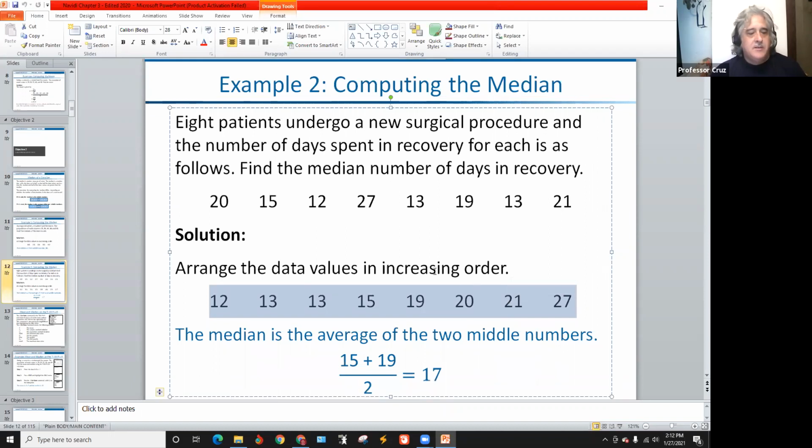Now, since there's an even number of pieces of data, there's 4 on this side and 4 on that side. There's not 1 data value in the middle. There are 2 pieces of data in the middle. So then what do we do? We add these up, and we essentially create a median that's exactly halfway in between 15 and 19, which is 17. And you can kind of see it. If you were counting by ones, it would be 16, 17, 18, and 19. 17 is right in the middle.